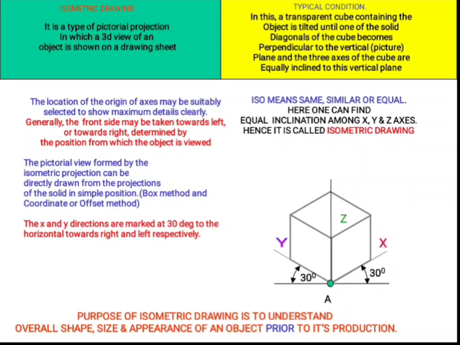Generally, the front side may be taken to its left plane or to its right plane. So, if you have the front view and top view in the orthographic projection, we can position the front view in the right plane or on the left plane, and the top view comes here. And the lengths along this axis are foreshortened to 82%. We will discuss in detail later how this 82% reduction comes in the length along this axis.